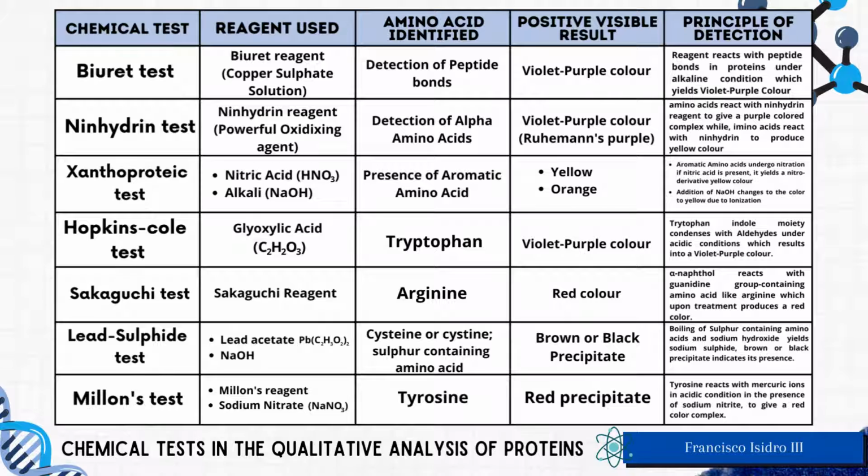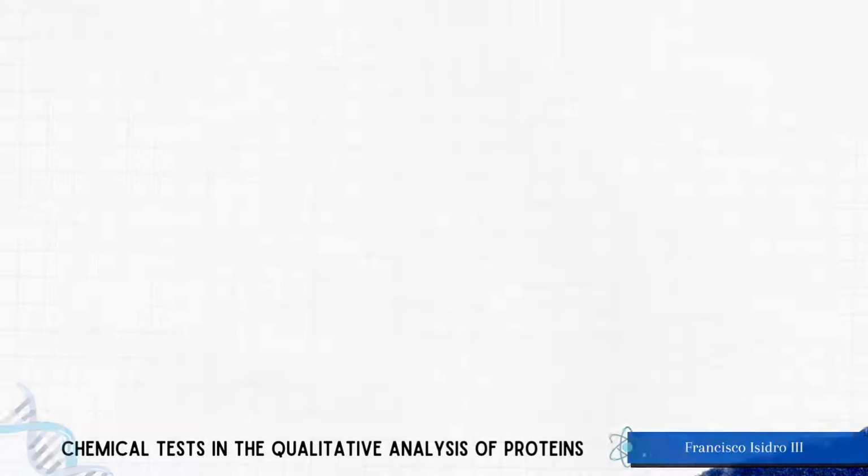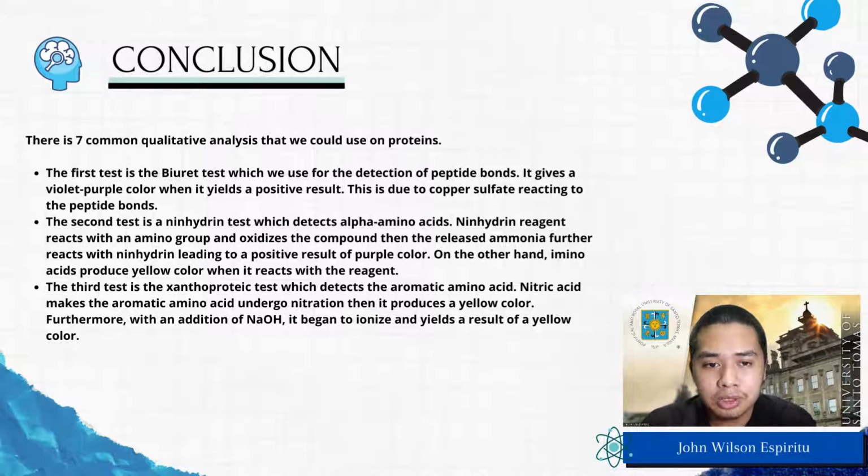For the lead sulfide test, which is used to identify sulfur-containing amino acids like cysteine, the boiling of sulfur-containing amino acids together with sodium hydroxide will yield a brown or black precipitate. This is a positive result. Lastly, for the Millon's test, which is used for the identification of tyrosine, the tyrosine reacts with the mercuric ion. In acidic conditions, the presence of sodium nitrite will yield a yellow-red to red precipitate. So that's the compilation of the chemical tests with the qualitative analysis of those. Now we will be discussing the conclusion and recommendation.